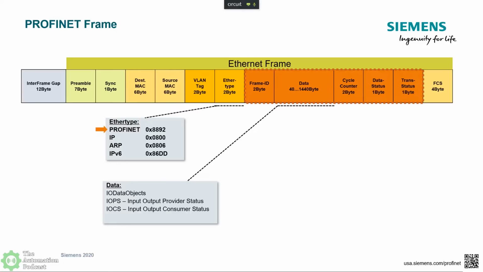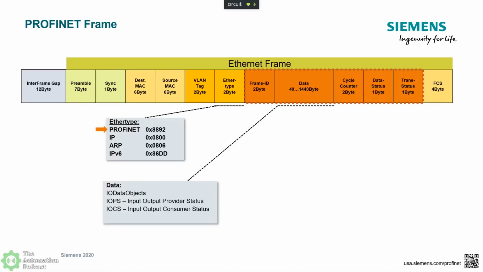And the I/O data is structured into I/O data objects. So we talked before about the submodules. Each submodule has an I/O data object within the Ethernet frame. It also has a provider status, and it also has a consumer status. A provider status you can see as a qualifier.